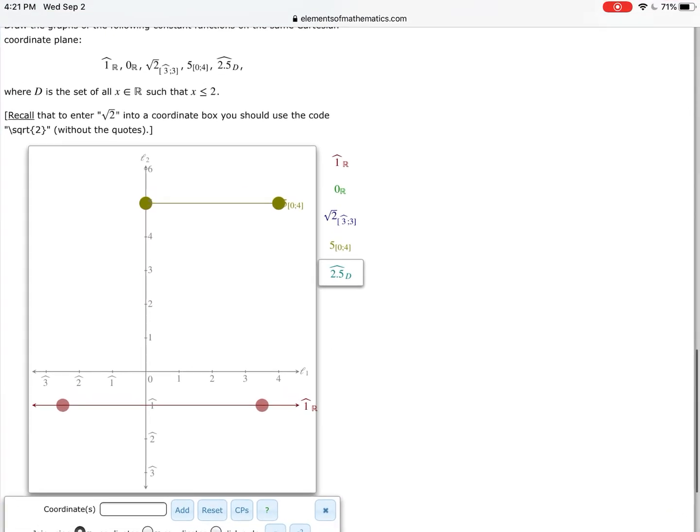So there's 2 of those graphs for you. I hope that gets you started and you can figure out how to do the other 3.